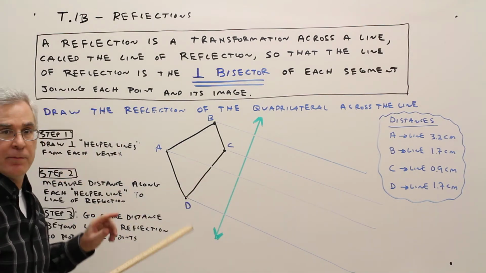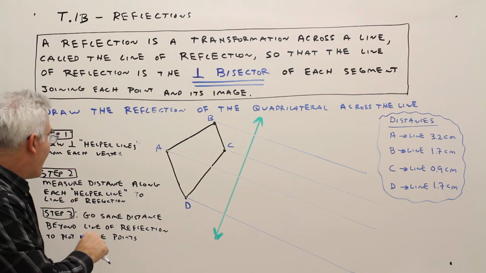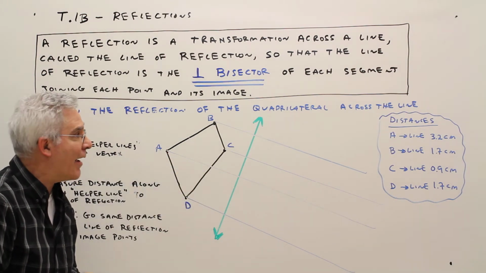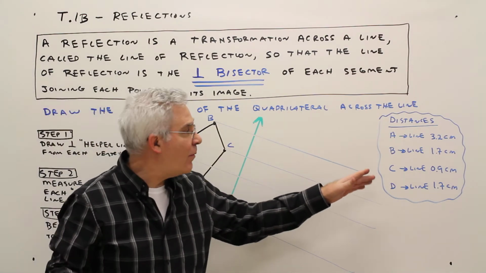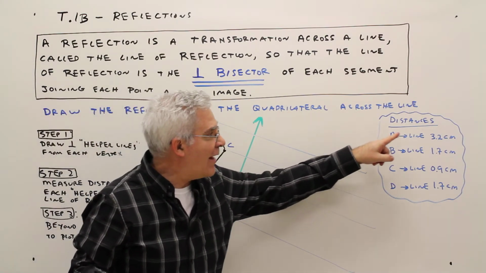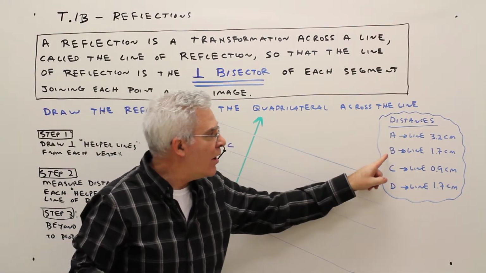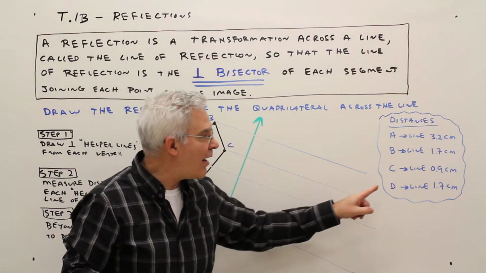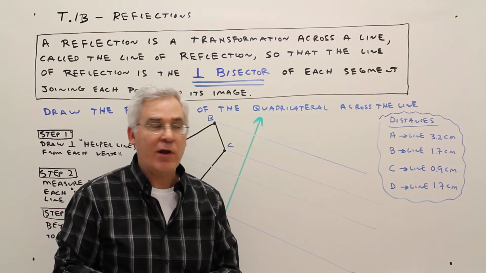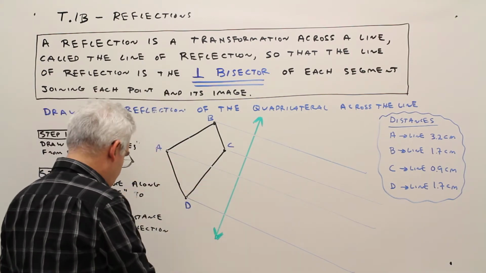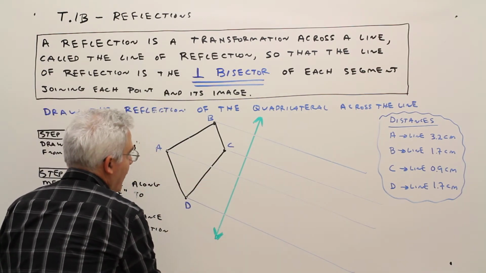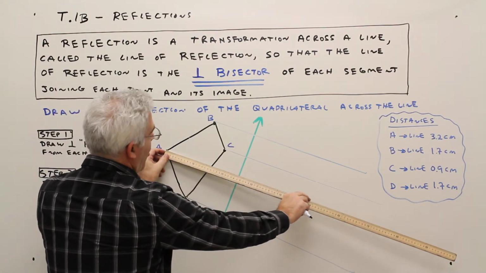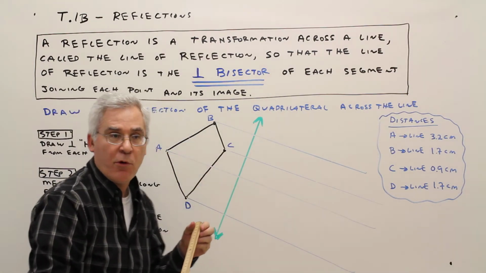That's step one. Step two, measure the distance from each vertex to that line. I measured them on the piece of paper already. So A to the line was 3.2, B to the line was 1.7, C to the line was 0.9, D to the line was 1.7. So you could use your ruler and just do those measurements right here. Make sure you put your zero mark on the point and measure appropriately.